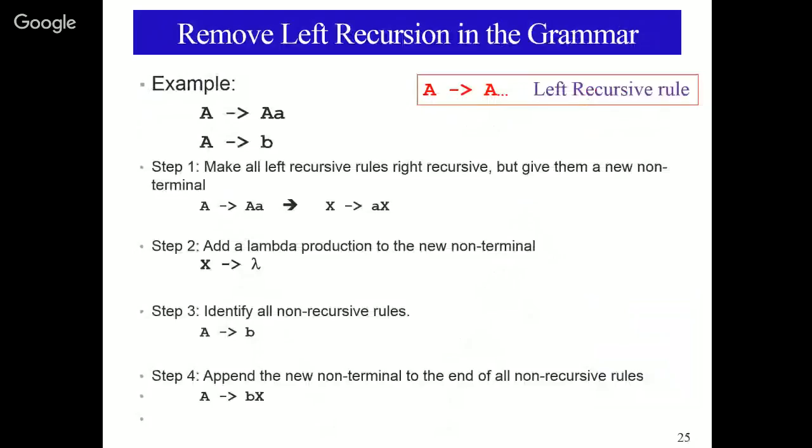How do I do it then? Well, I'm going to follow an algorithm. And you have to follow the algorithm. If you don't follow the algorithm, you're going to get confused. You're not going to get the same thing, right? So take the left recursive example. A goes to big A, little a, and A goes to little b.